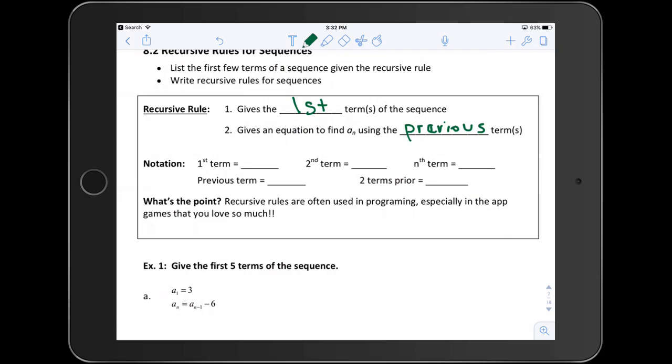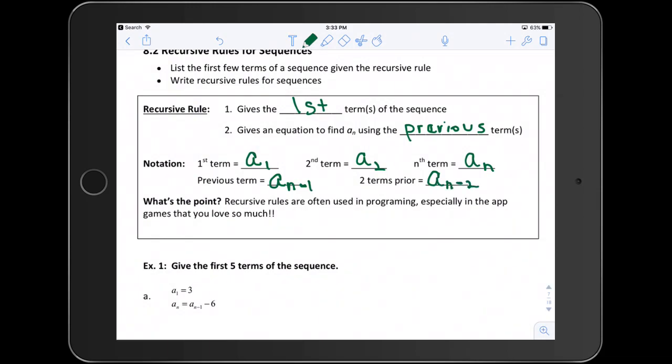So the notation: the first term, as you probably figured out by now, we'll call a sub 1, the second term is a sub 2, and the nth term is a sub n. So no different than what we had done in the last note guide. Here's where it gets a little different. Because we're always talking about doing something to the previous term to get to the next term, we use this a lot, a sub n minus 1. That gets us to the previous term. If I want to go two terms prior to the term I'm talking about, we'd go a sub n minus 2.